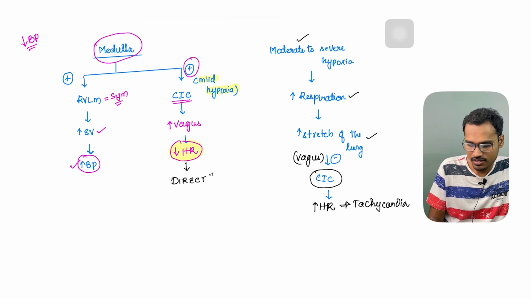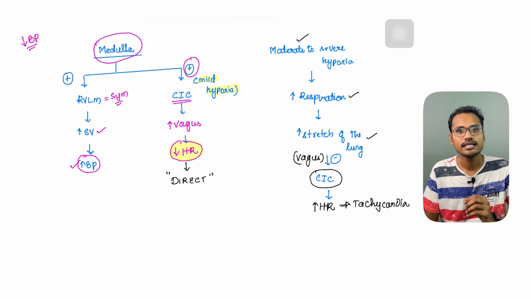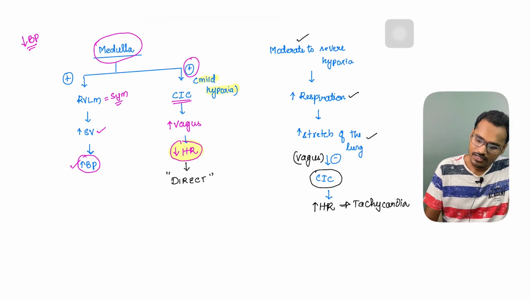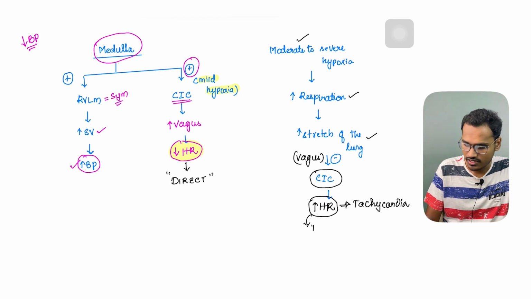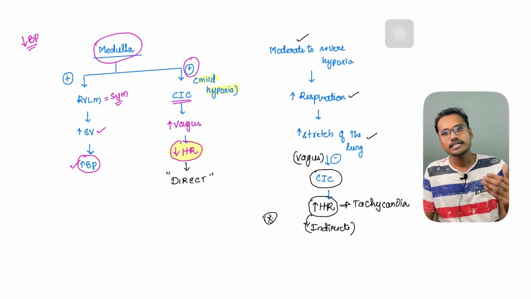Here the chemoreceptors are directly stimulated by the changes in BP and they are going to enhance the CIC. But whenever they are acting on the respiratory system and indirectly causing a tachycardia, this response is referred to as an indirect response. So this is one area where you have to remember it carefully. So these are the chemoreceptors.